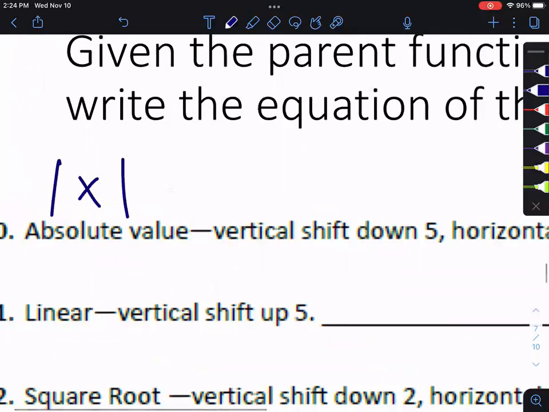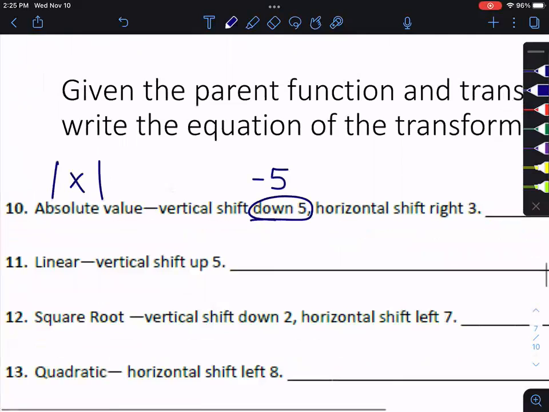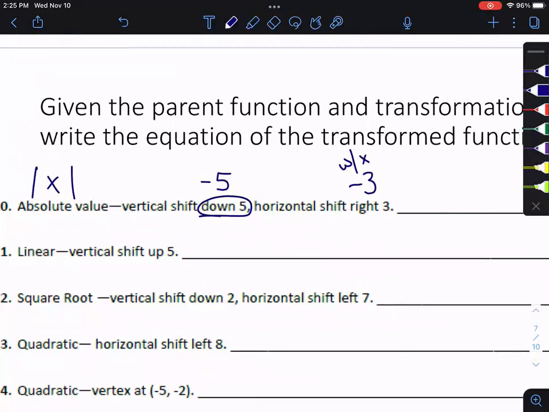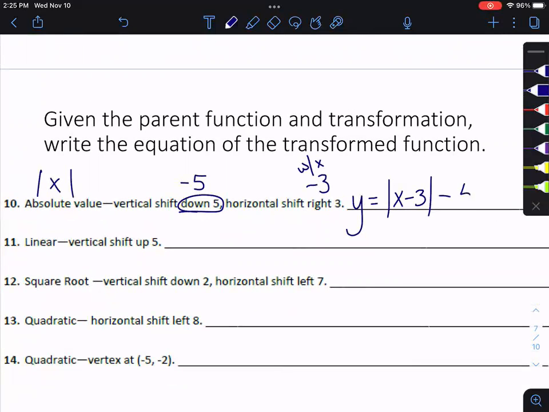A vertical shift down 5. That vertical shift is going to go out at the end as a -5. And then my horizontal shift right by 3 goes the opposite. So it's going to be -3, and that's going to be with the x. So absolute value of x -3 and then -5 out at the end.